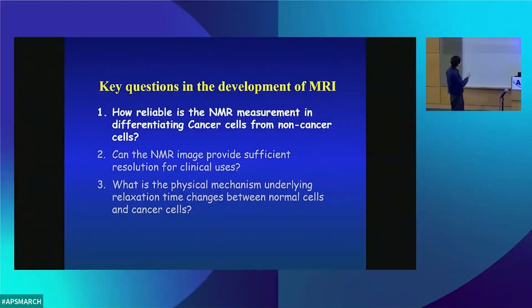Let's look at question number 1. How reliable is the MMR measurement in differentiating the cancer cell from the non-cancer cell? Well, this is a very relevant question. That is because in the early 70s, in 1971, after the Maiden published that short Science paper, many people questioned it.